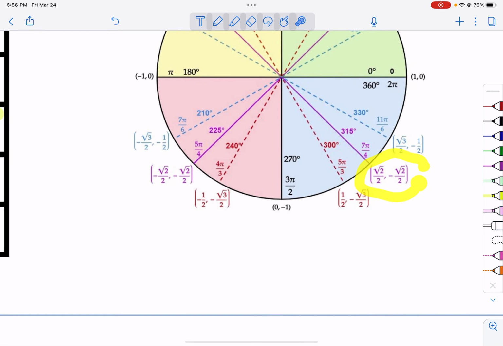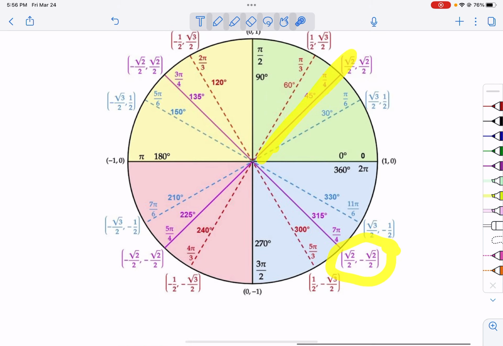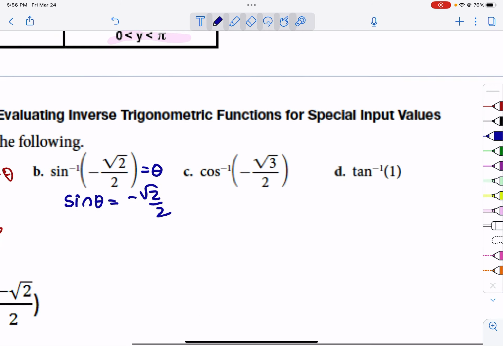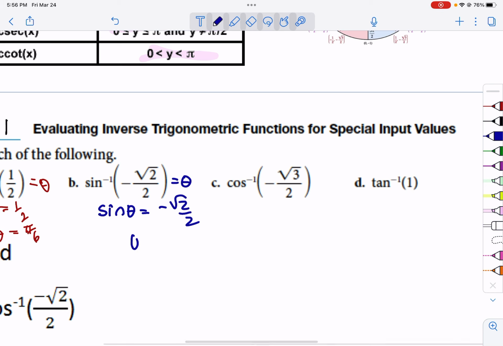It is right here. We're not going to call that 7 pi over 4. We're going to call this one positive pi over 4. We're going to call this one negative pi over 4. So this is negative pi over 4.